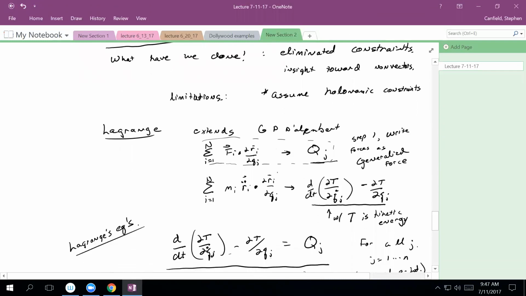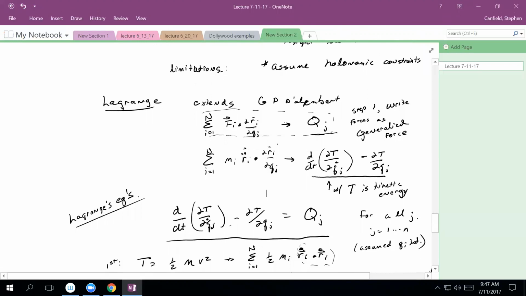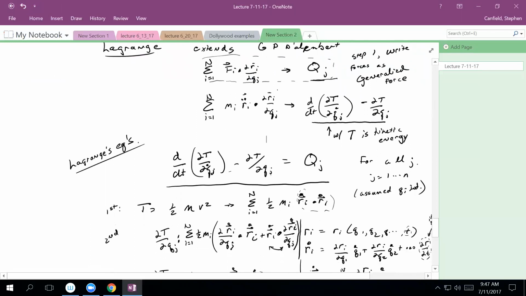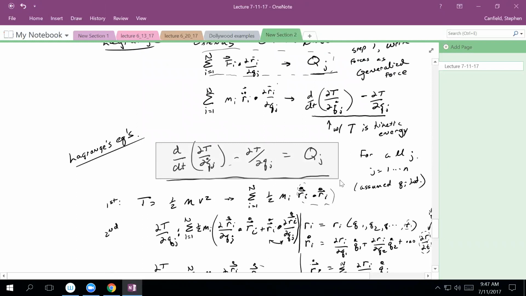And here's the part I said, Kevin, hang on to your hat. He said, well, hey, look, this term I can write, and this is really exciting to me, I'm excited here, in terms of kinetic energy. And he did. He wrote it purely in terms of kinetic energy. And we didn't do a derivation, but we did show below that those two things are equivalent. Once you have that, you can write Lagrange's equations here. And this is what everyone knows and loves.